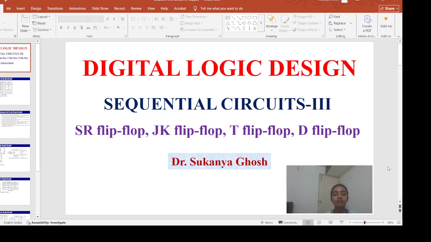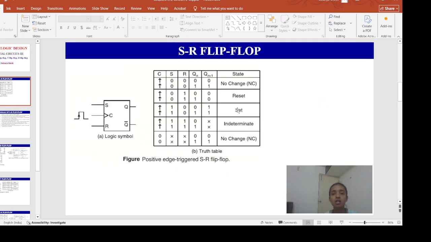So welcome back to the third part of the sequential circuits. In this part, we will discuss the different types of flip-flops: SR flip-flop, JK flip-flop, T flip-flop, D flip-flop and so on. So first we will see the SR flip-flop.